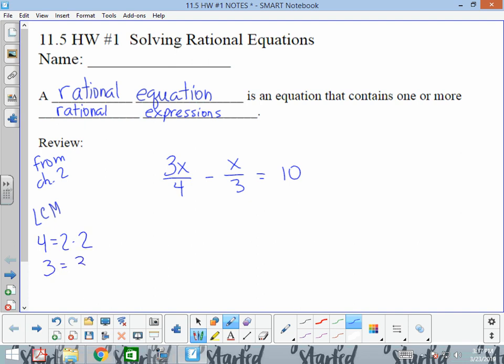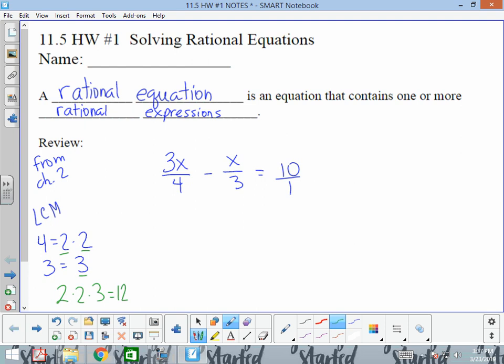We look at the denominators. Notice that 10 does not have a denominator. So that denominator is 1. It doesn't have a denominator written, so it's a 1. So I'm not looking at that 1 to determine my LCM. There's nothing they have in common, so two factors the two denominators have in common. So 2 times 2 times 3, that will be 12.